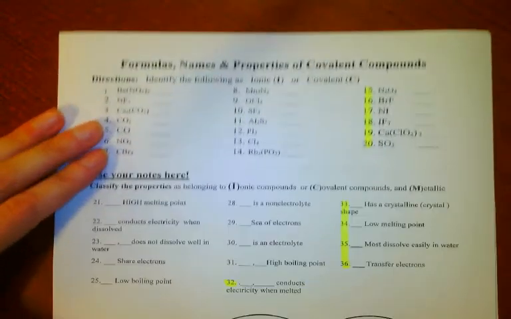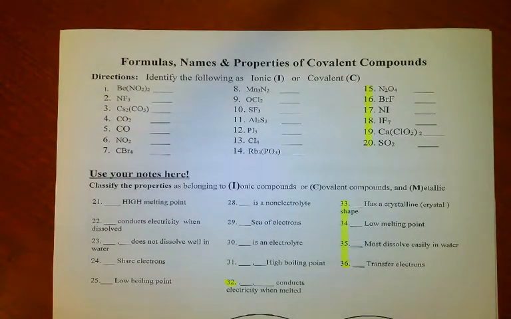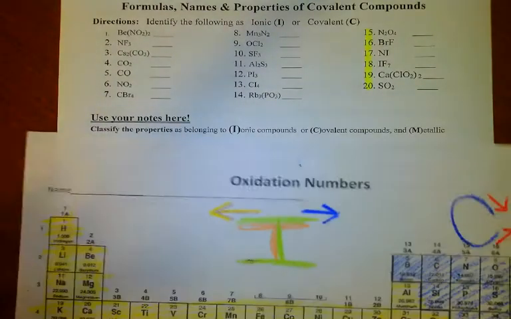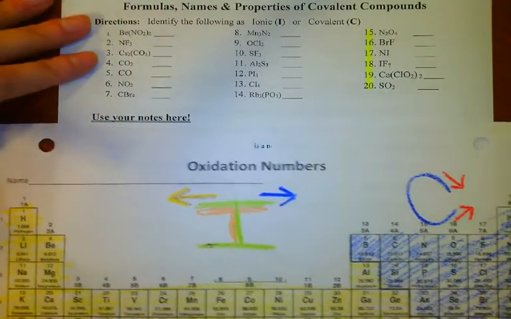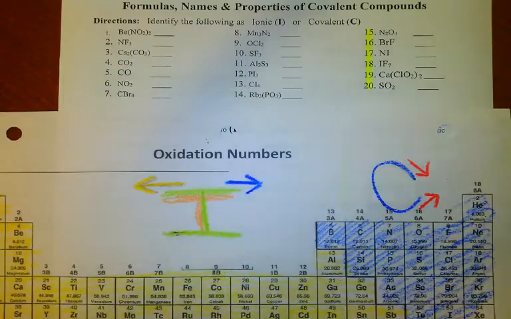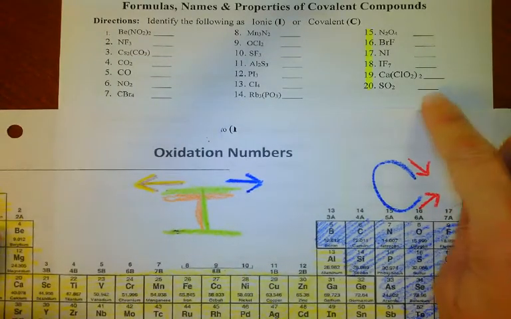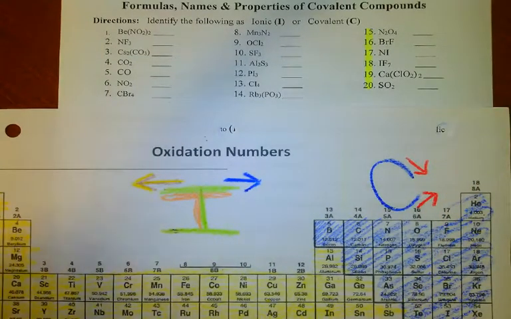Let's look at page 2. Okay. So again, here we're comparing ionic or covalent. And that big key is going to be finding metals. That's how you know which compound it is, which kind of bond, which set of rules to use. So we're going to look through these ones here, and we're going to just check for metals.